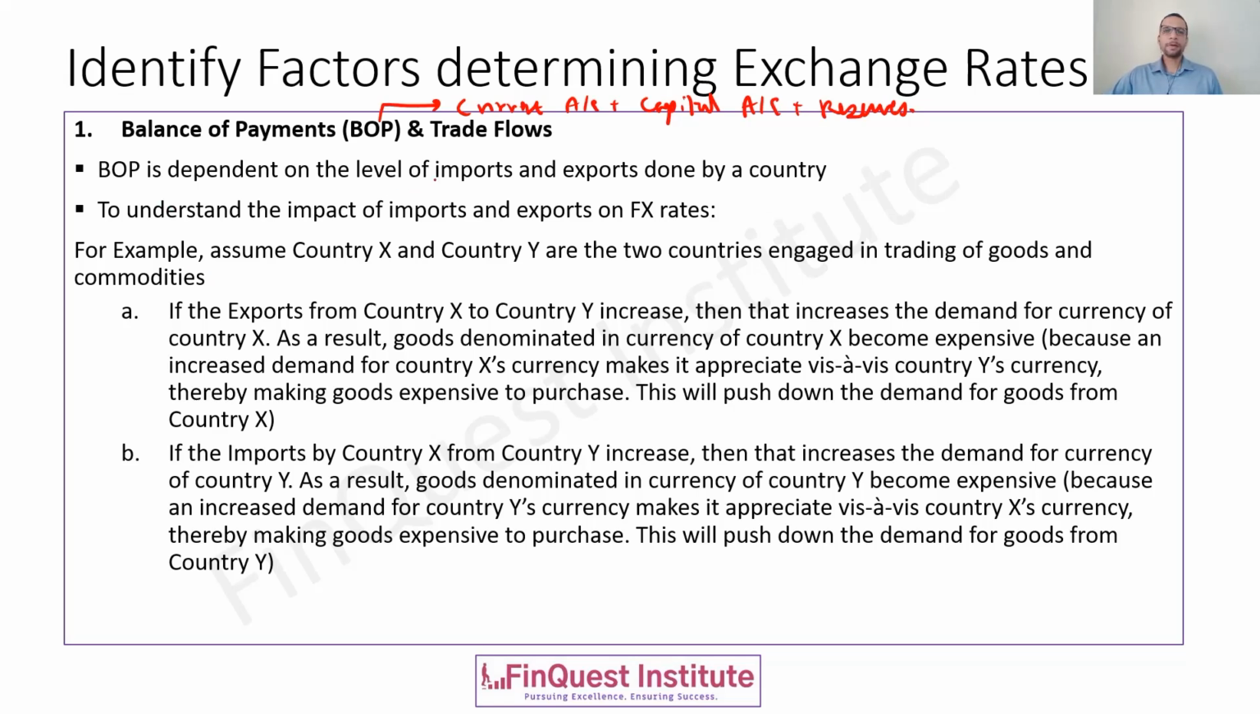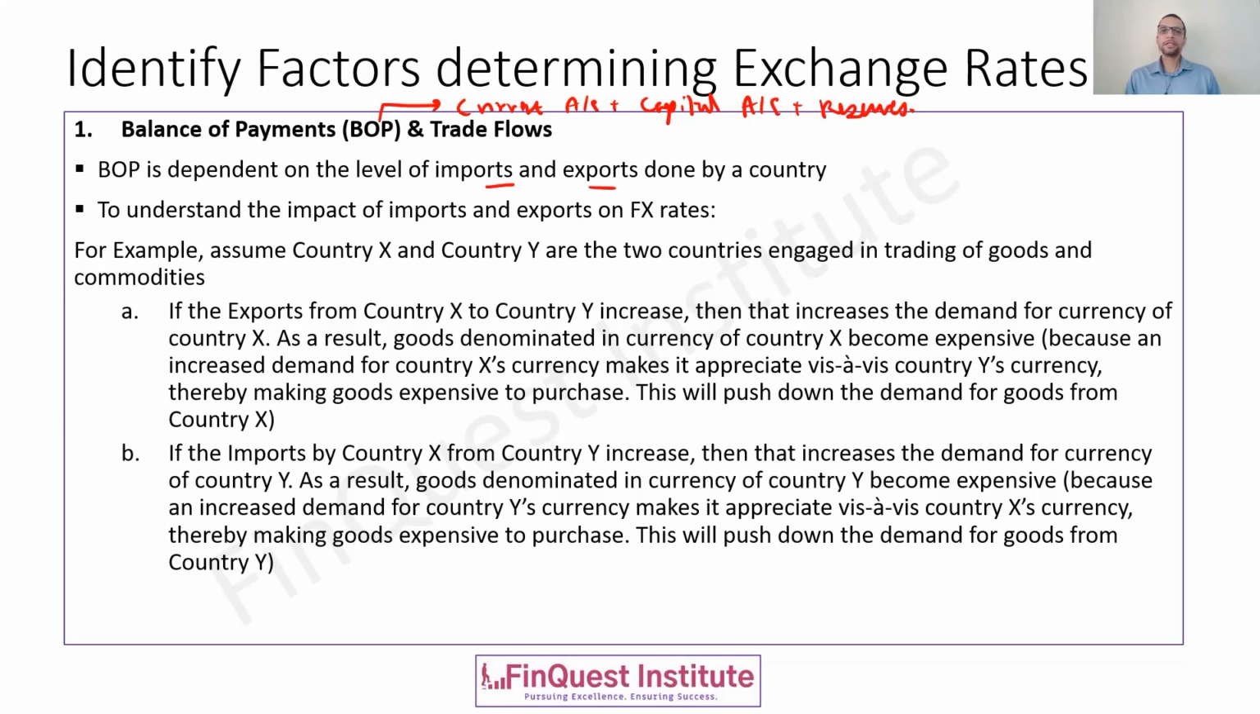Now, balance of payment is naturally dependent on the level of imports and exports done by the country, because every country is going to require to import a few things and may be exporting something else. For example, India is a very large exporter of agri produce because India is primarily an agrarian economy. So a lot of food grains and agricultural commodities are exported by India, something like cotton or wheat.